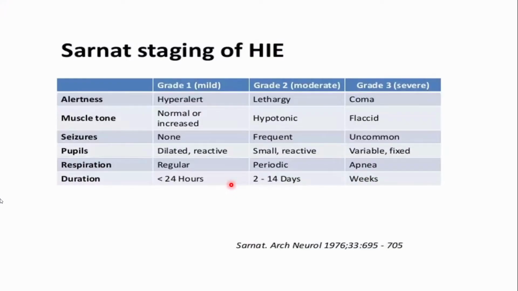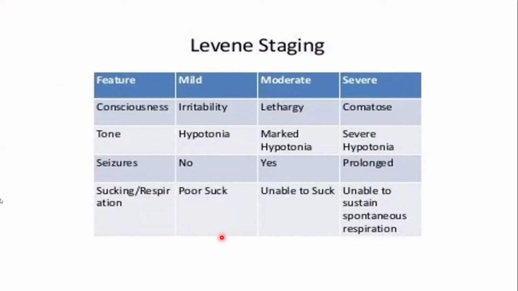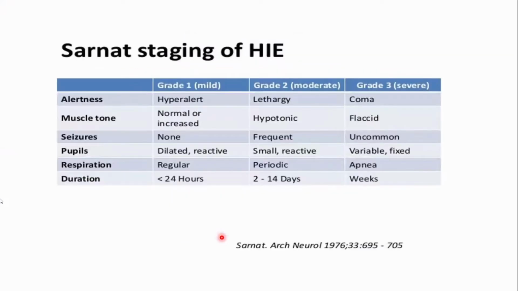Now, hypoxic ischemic encephalopathy can be staged in 3 stages. So there are 2 staging. One is Sarnat and Sarnat staging. Another is Levene staging. They are almost the same. So in Sarnat and Sarnat staging, hypoxic ischemic encephalopathy is divided into 3 grades. Grade 1 is mild, grade 2 is moderate, and grade 3 is severe.